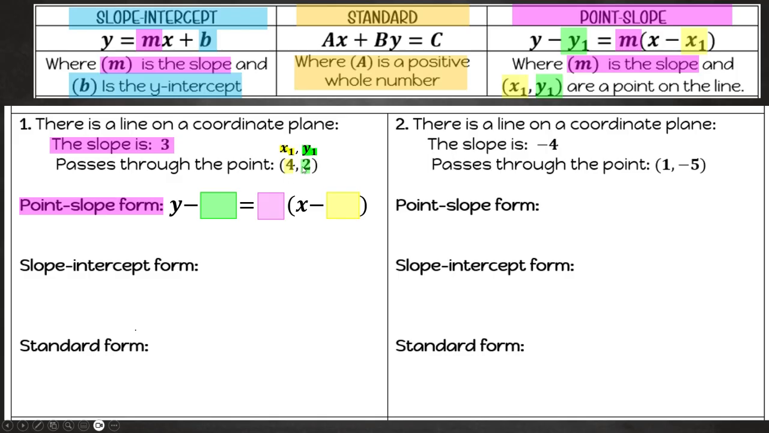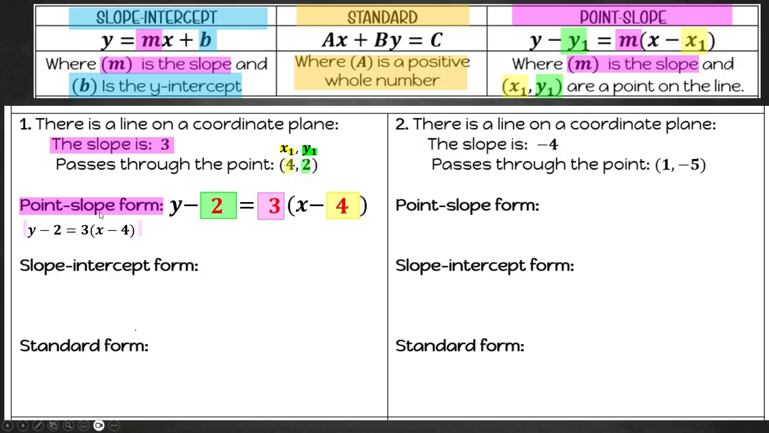This is our x1 and y1. So if you don't want to color code, please make sure you label the point x and y so that you plug it into the correct spot. Because notice the 2 is your y value and it's associated with the y. 4 is your x value. It's associated with the x. Notice that our ordered pair is positive, but once we plug it into point-slope form, there's now a negative or a minus symbol in front of it. So simplified, it would be y minus 2 equals 3 times x minus 4, and that is a linear equation in point-slope form.